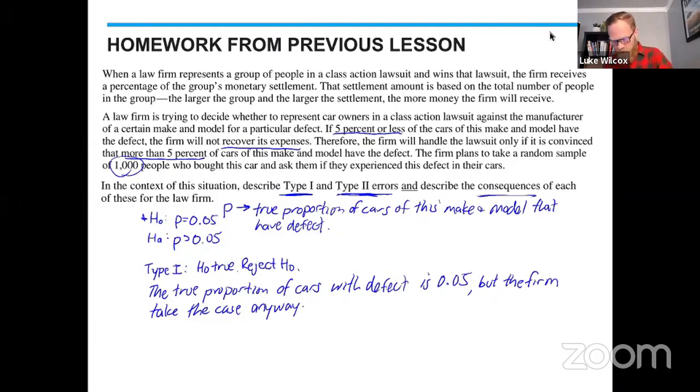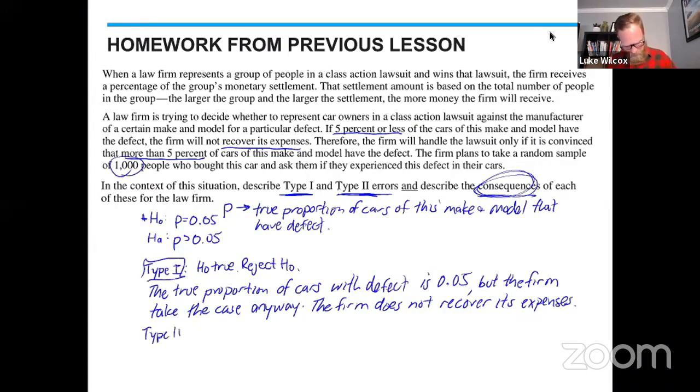Now, we also need to make sure that we talk about the consequence of that error. Well, in this particular situation, the firm really shouldn't have taken the case. They take the case, they shouldn't have. They are very likely going to lose some money here. They're not going to be able to recover their expenses. So the consequence is that the firm does not recover its expenses. So the firm is going to end up losing some money here. That is a potential consequence if they were to make this particular error. Now that's a type 1 error.